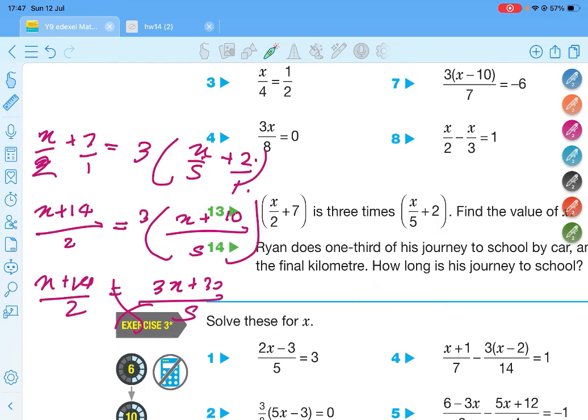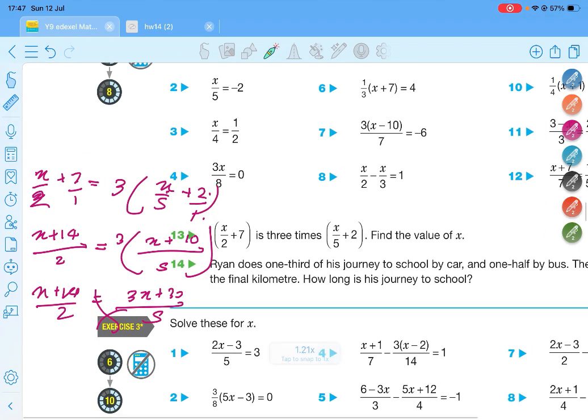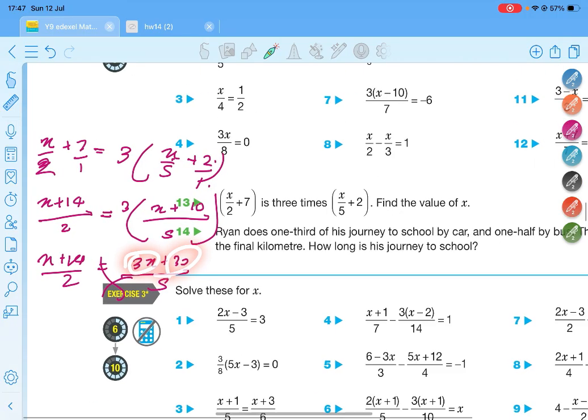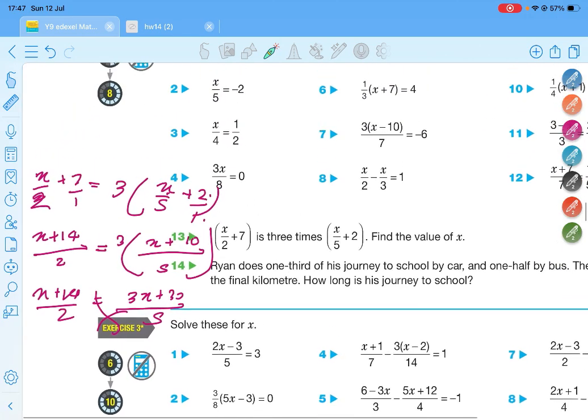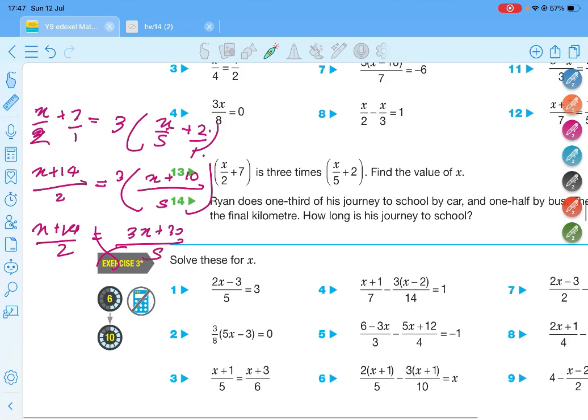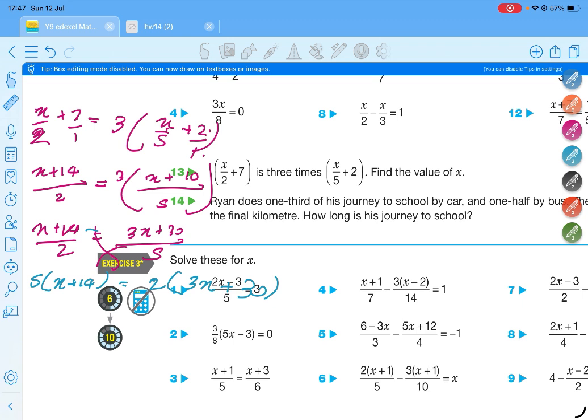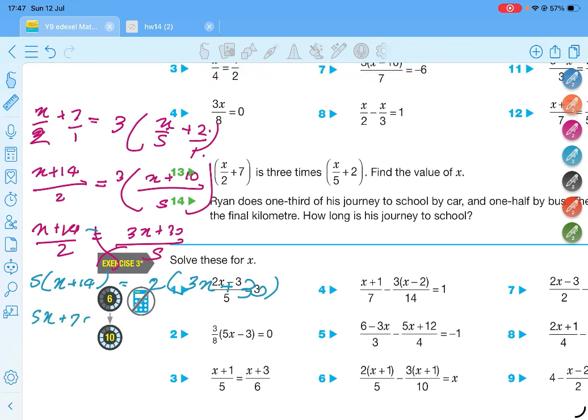Denominators in height. Right? Now there is a small trouble, this 3. So it is multiplied, 3x plus 30. Yes. Then now do cross multiplication. 5 times x plus 14 equals 2 times 3x plus 30. 5x plus 70 equals 6x plus 60. 2 times, no? Yes.